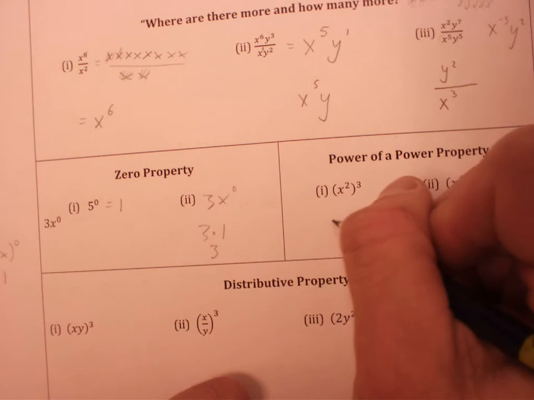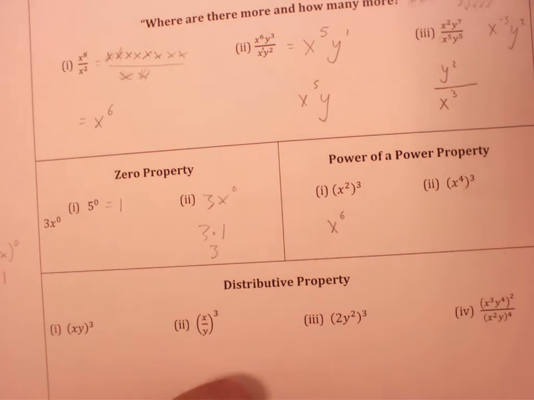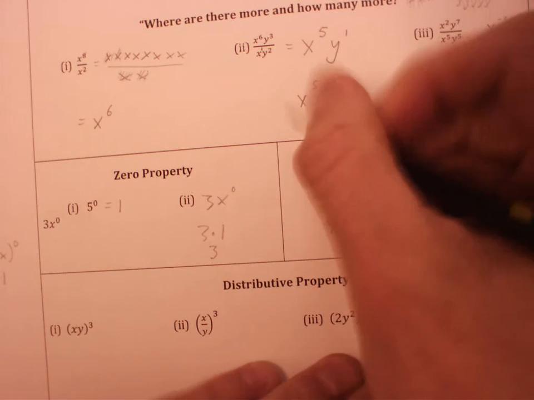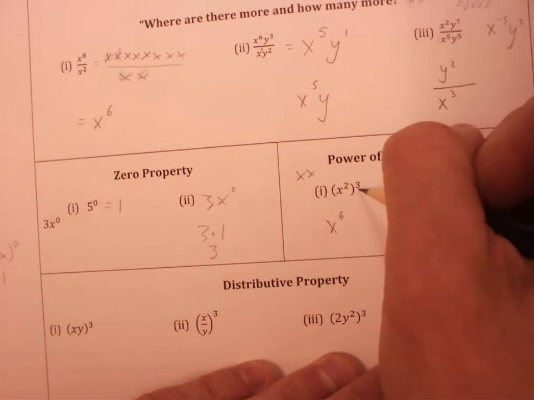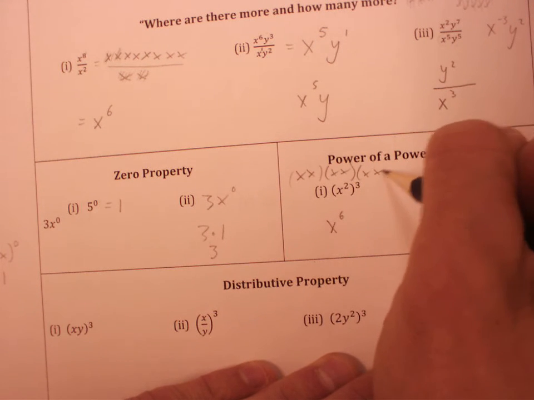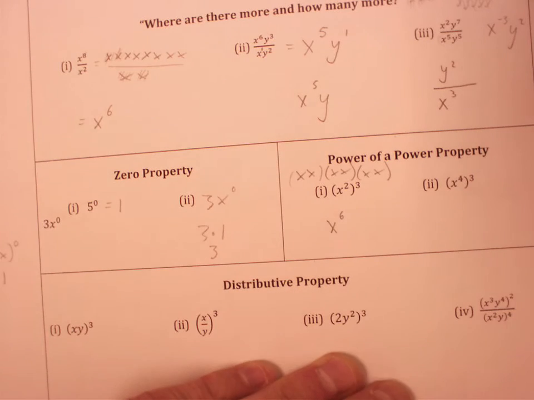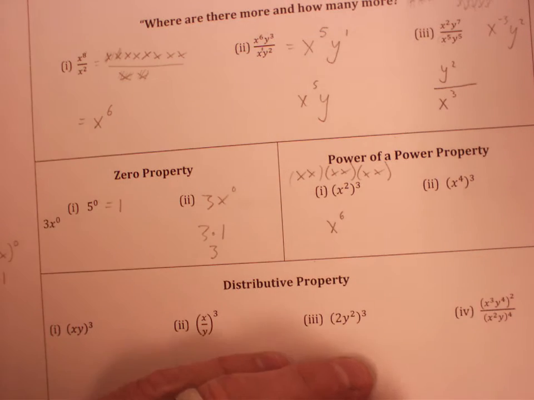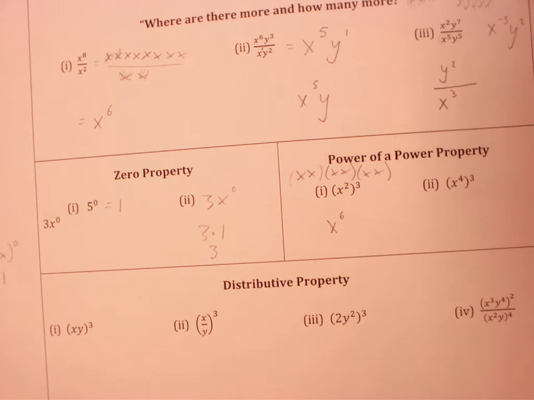This one over here is going to be your best friend. It's a power to a power. We could just multiply. If you're not sure why, x squared is really this, and cube means, well, write that same thing 3 times total. Hey, there's 6 of them. That's why that works. Sorry, I'm moving my stool.